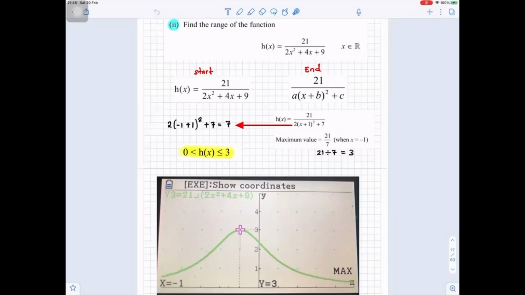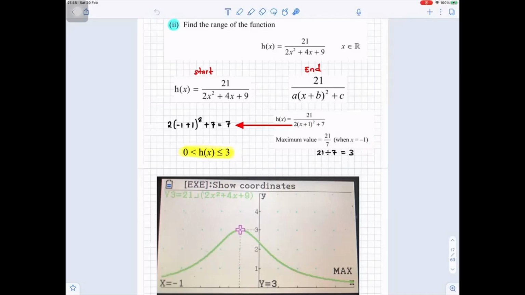Now, if you put 2 times minus 1 plus 1 all squared plus 7, it gives you 7. And so the maximum value is when 21 divided by 7, or when x is minus 1. So when x is minus 1, all of this would be minus 1 plus 1 is 0, 0 squared is 0 plus 7. So it's 21 over 7. 21 over 7 is 3.